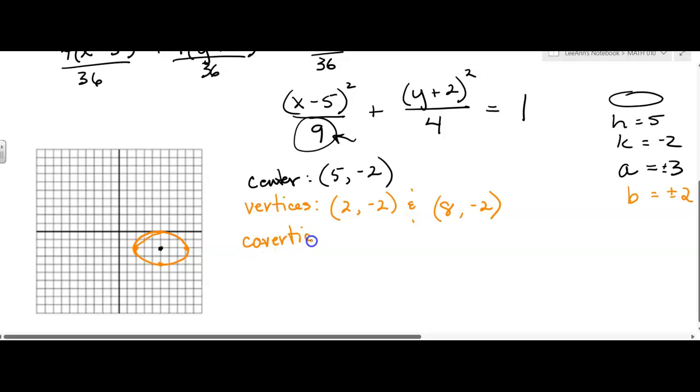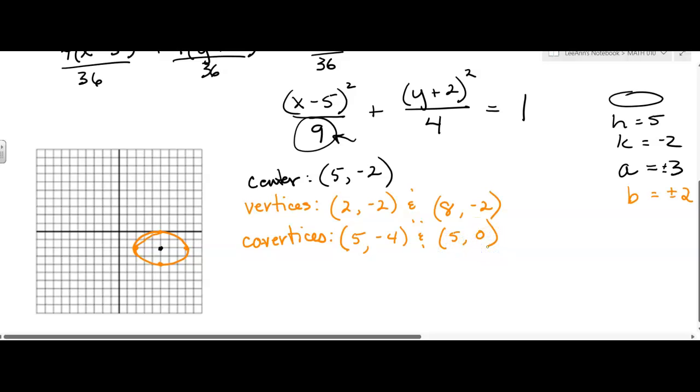Co-vertices. And then we can read those off the graph as well, or you could use the formulas like we've done in the previous problem. So it looks like I have (5, 0). Oh, let me do the lower one. (5, negative 4) and (5, 0).